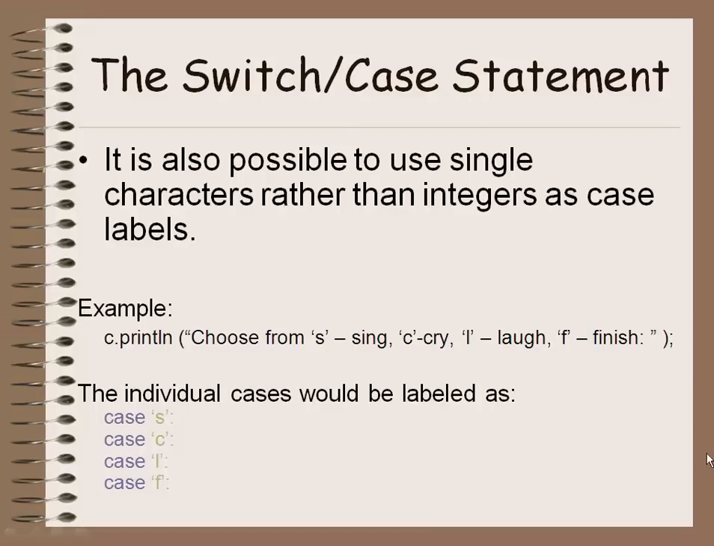It's also possible to use a character instead of an integer to check through my switch case statement. So for example, if I didn't want to use numbers, I could have a menu system where you have to give me a letter. So choose from S, C, L, or F to do one of these things, and then in that case my cases will be labeled as S, C, L, and F. Again, be careful that you're using single quotes here, because a single quote represents a character. If you use double quotes, it's going to think it's a string, and you'll get a syntax error, and it won't work.